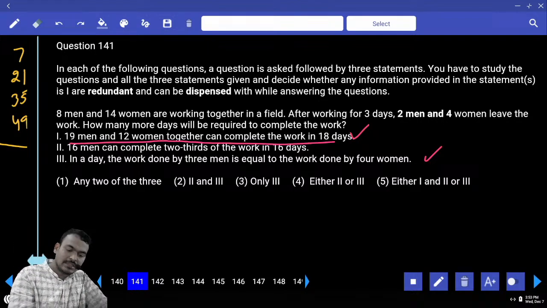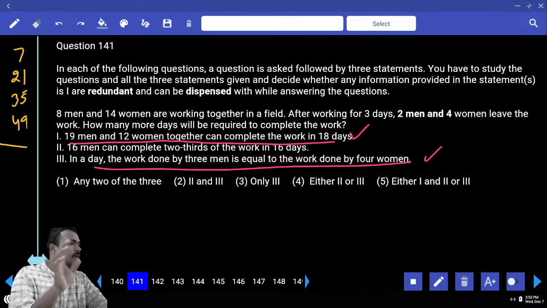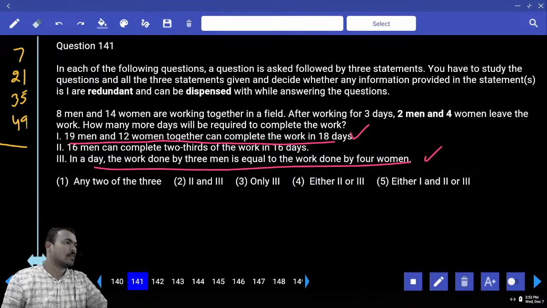18 days. In the third statement we know the ratio, the efficiency ratio, right? Substitute the values, we get the work, right? With 1 and 3 also we get the answer. Which one is redundant? The second one, right? 1 and 3 are necessary to answer the question.